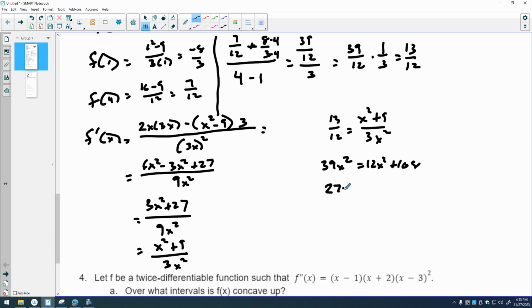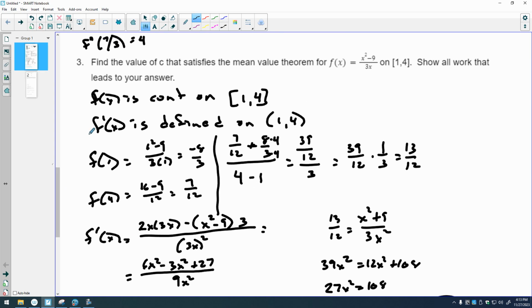Subtract, I get 27x squared equals 108. Divide by 27, x squared equals 4. Take the square root, x equals plus or minus 2, but the one that's in the interval is x equals 2.